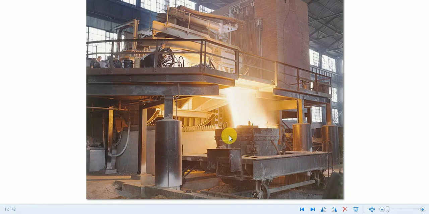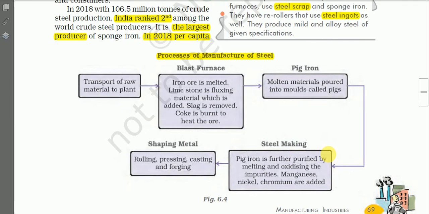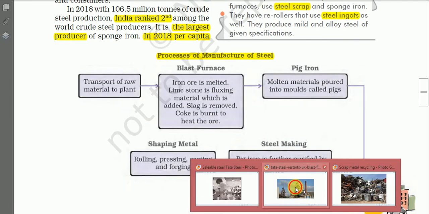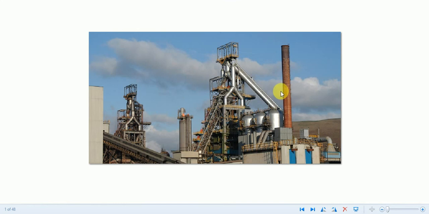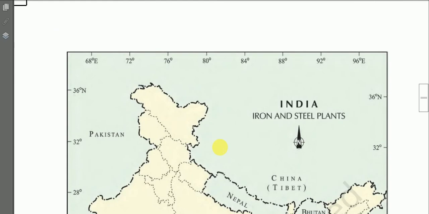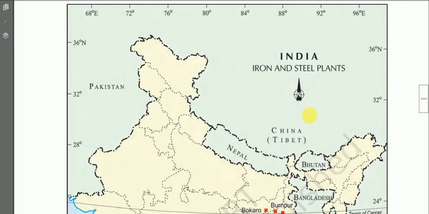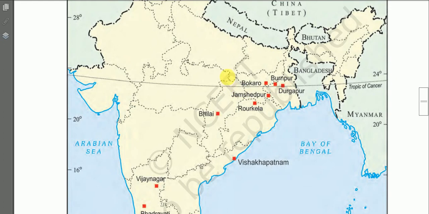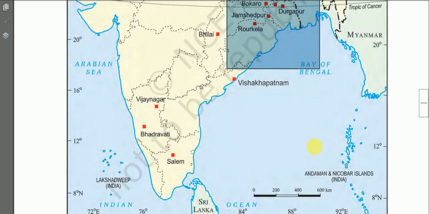So this is about the molding of the pig iron. And this is a scene outside the blast furnace of the Tata Iron and Steel Company, Tata Steel, a scene from outside. And this is the map showing the distribution of iron and steel plants in India. See here the location of the steel plants.